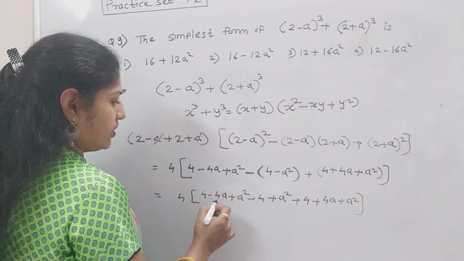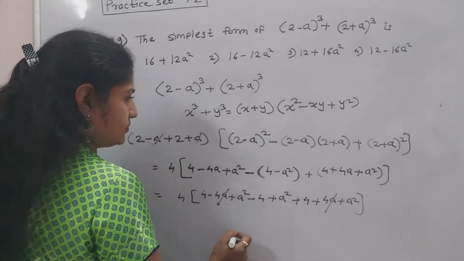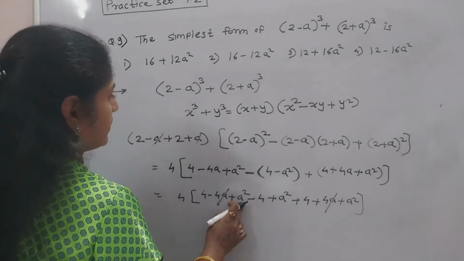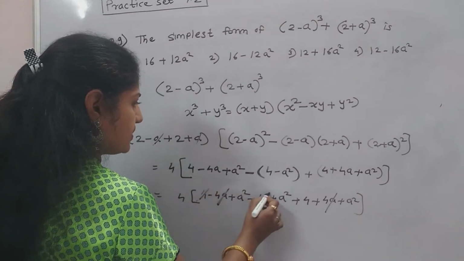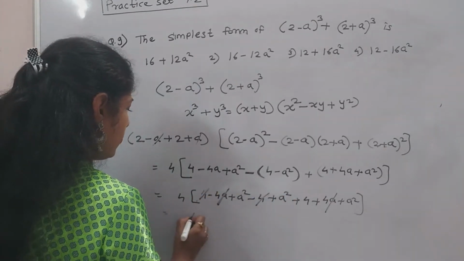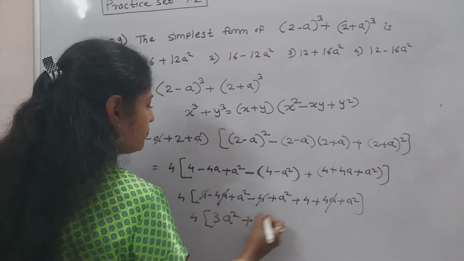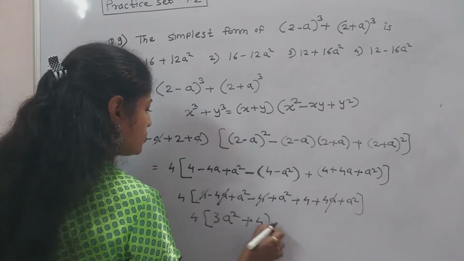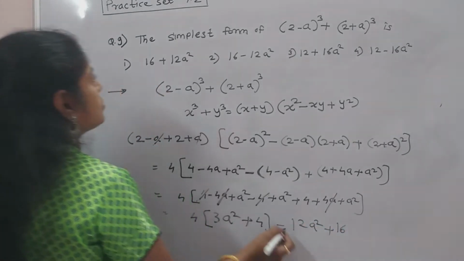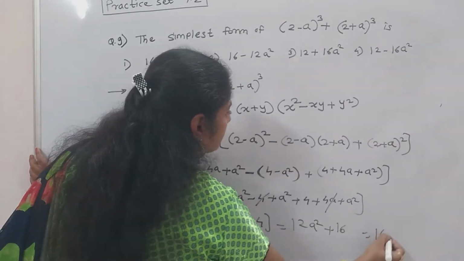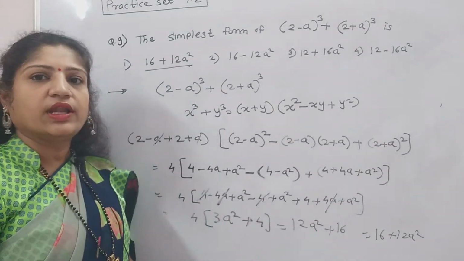Now what we got? Minus 4a plus 4a cancel, a square, 3 times a square, plus 4 minus 4 cancel, only 4 is remaining, 4 in bracket, a square plus a square plus a square, 3a square plus 4. So multiplication of these two, 4 into 3, 12, a square plus 4 into 4, 16. So our answer is 16 plus 12a square, and option number 1, 16 plus 12a square.